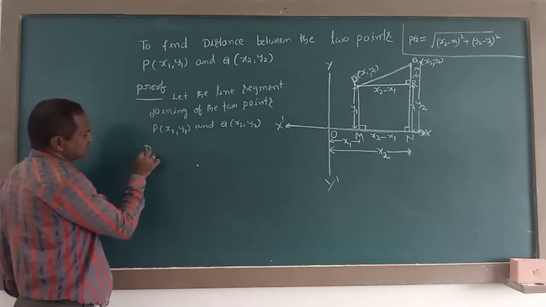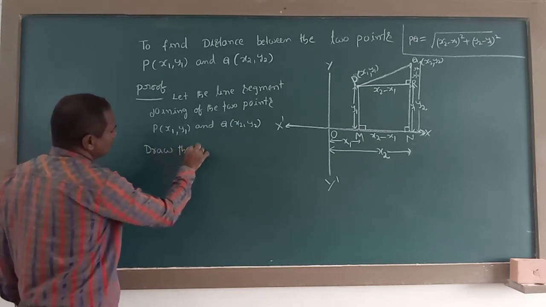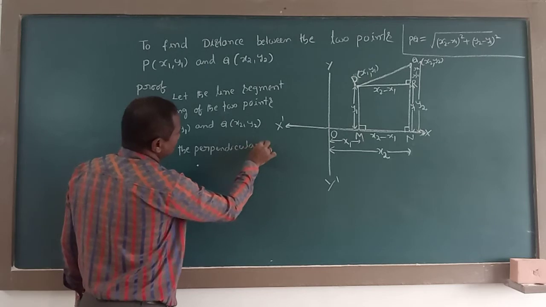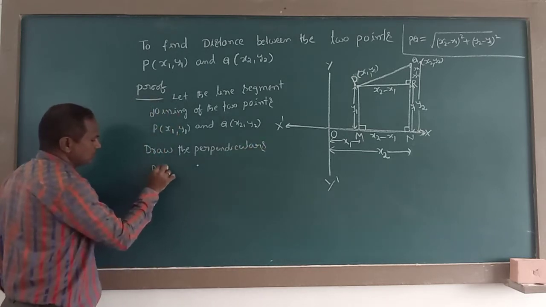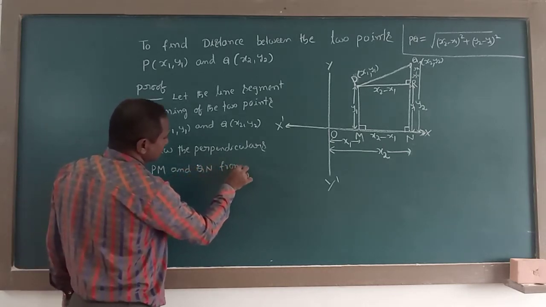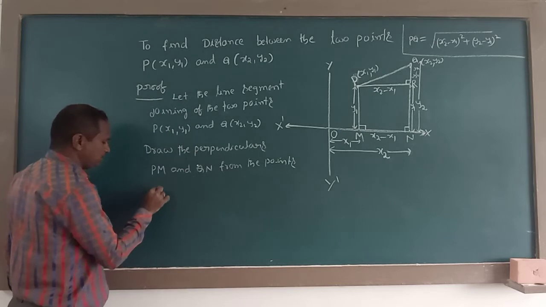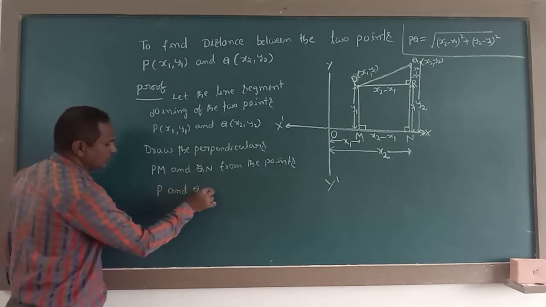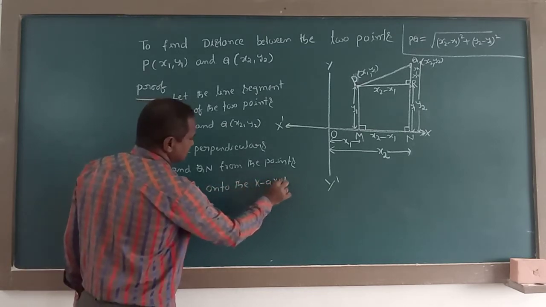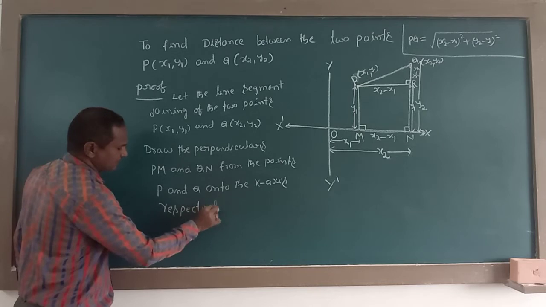Draw the perpendiculars PM and QN from the points P and Q onto the x-axis respectively.